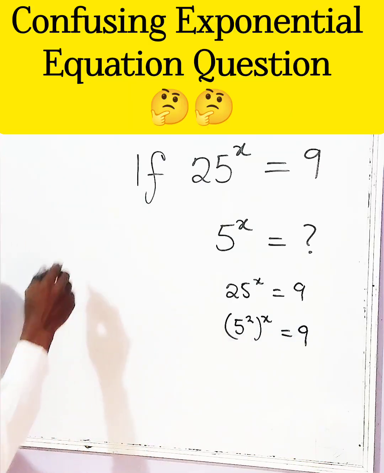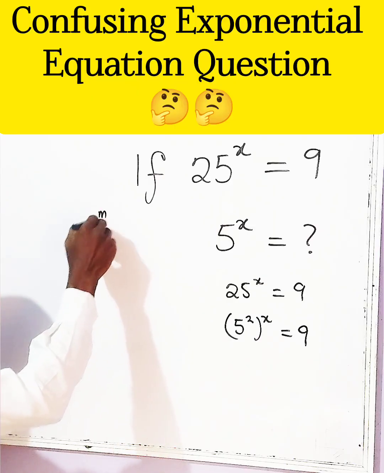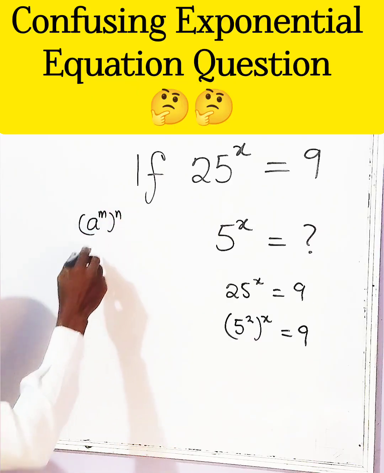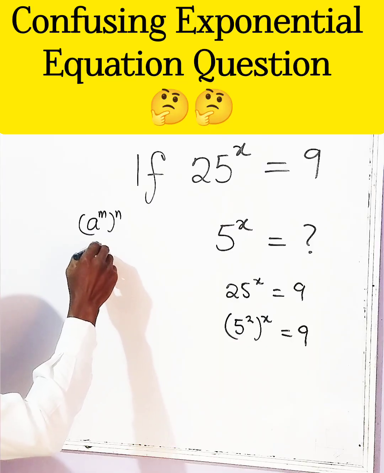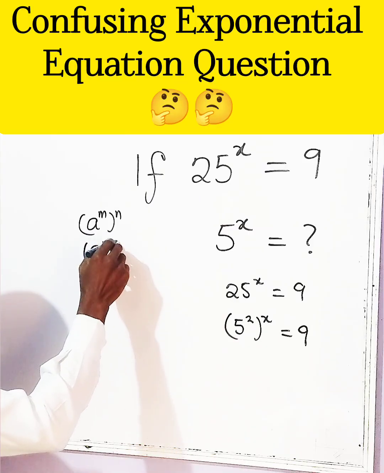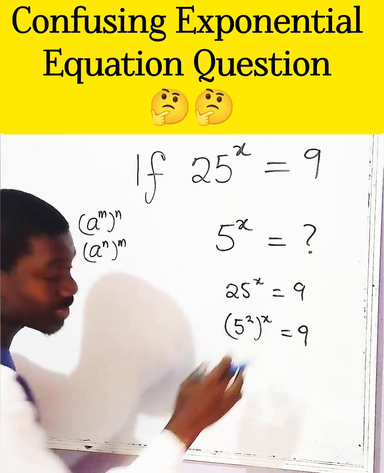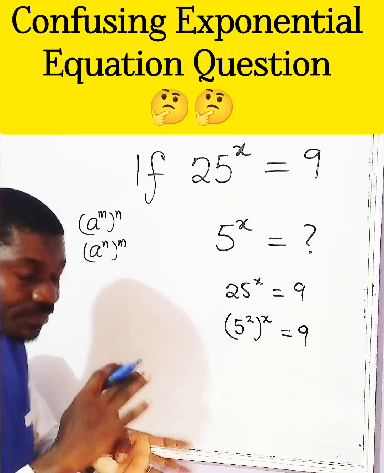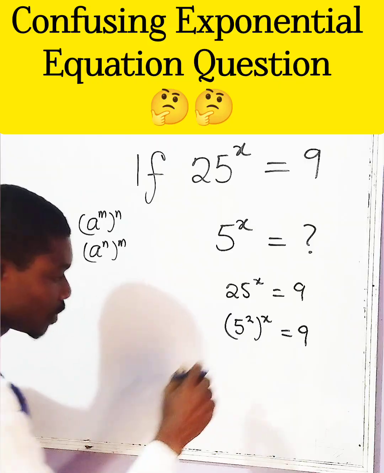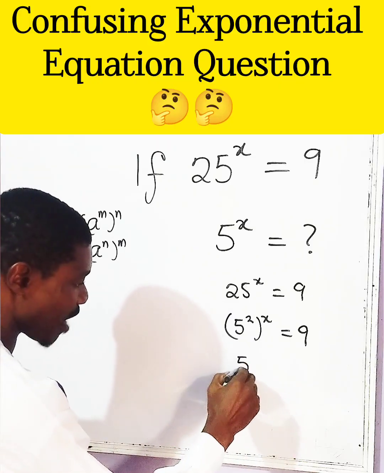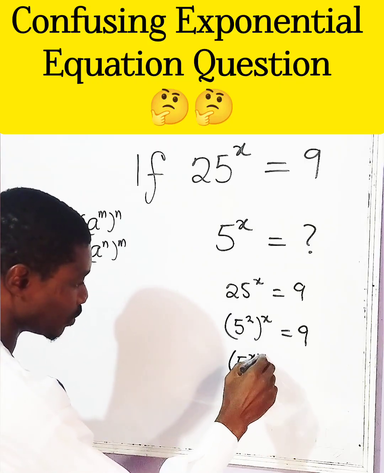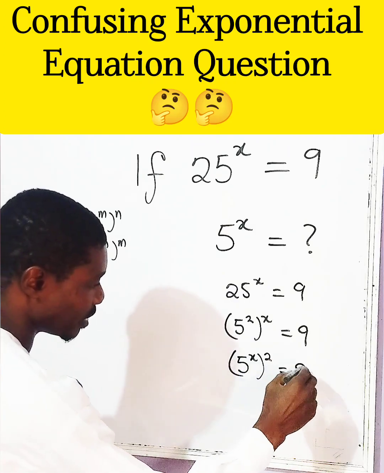And according to the law of indices, if you have a raised to m, all raised to n, this gives us a raised to n, all raised to m. Since 2 and x are commutative, they can swap their positions. So here we have 5 raised to x, all raised to 2, equals 9.